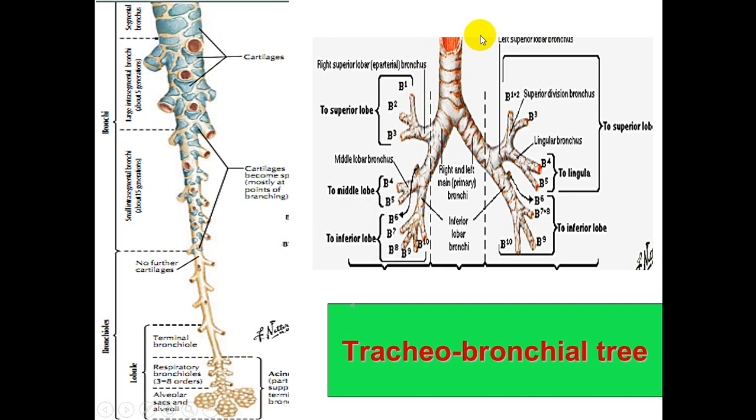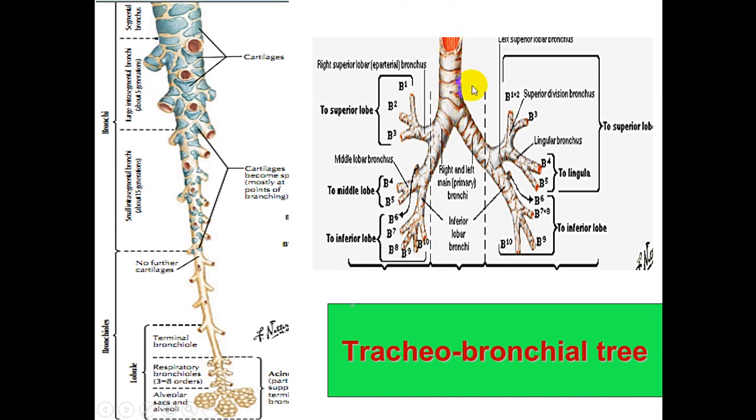The tracheobronchial tree starts with the trachea. It is a 10 to 15 centimeter long tube which starts in the lower part of the neck as a continuation of the larynx, where it starts from the lower border of the cricoid cartilage at the level of the 6th cervical vertebra. And from there it enters the superior mediastinum.